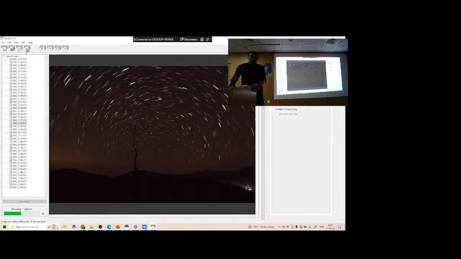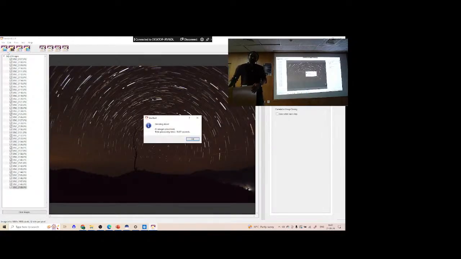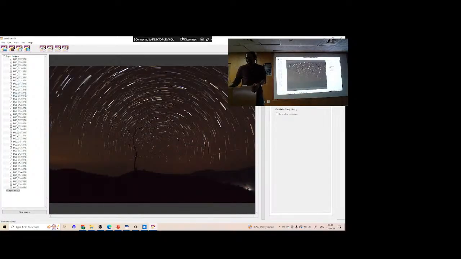Can you see the foreground object? Can anyone say what that is? It's a dead tree. Yeah, so it was not lit up. It is not showing up very brightly here.